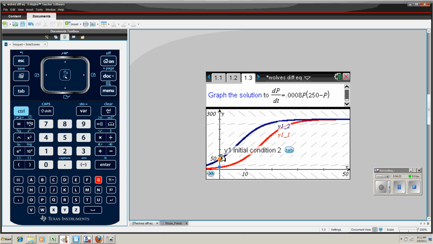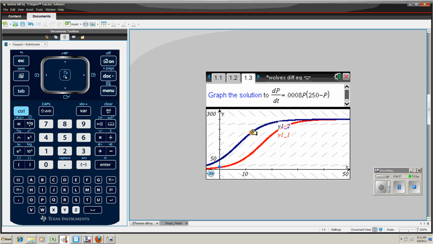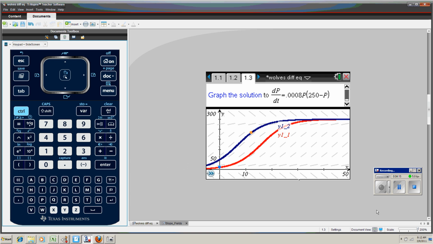I can also interact with this and graph an initial condition and move it somewhere else, and the graph is adjusted accordingly. So very, very interactive. So as you can see, we have slope fields and differential equation graphing, either general or specific, and in beautiful color and interactive with several initial conditions. And this concludes the video.